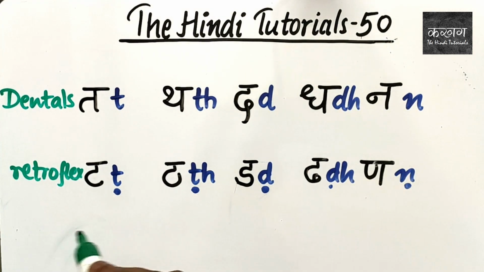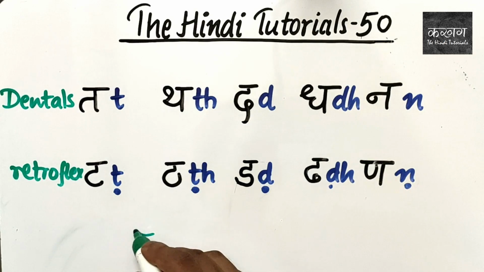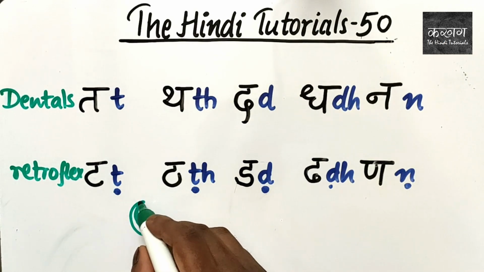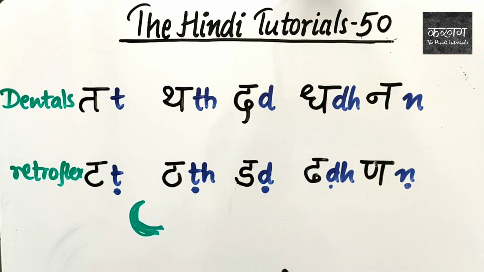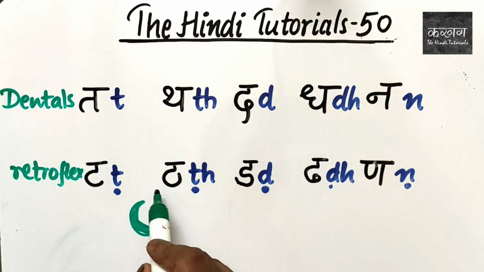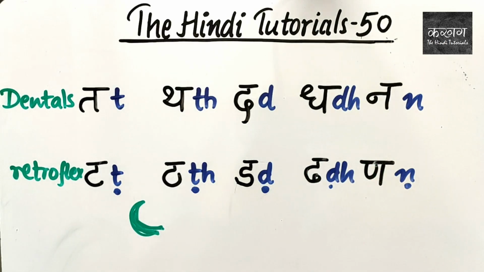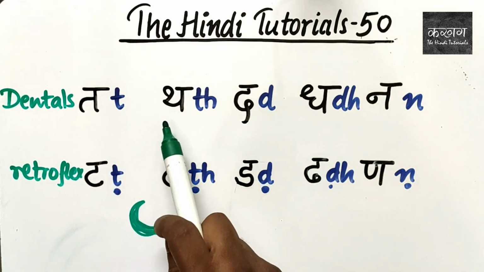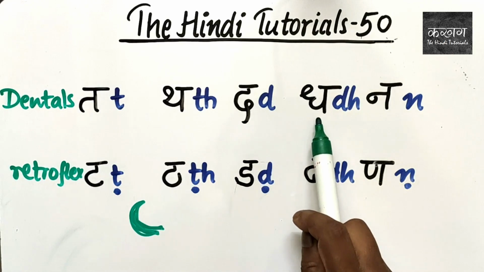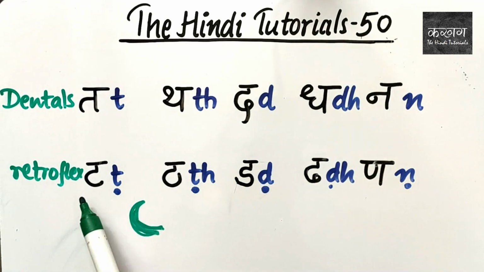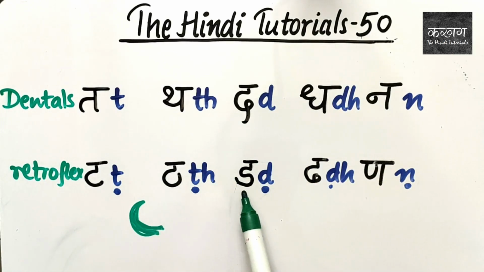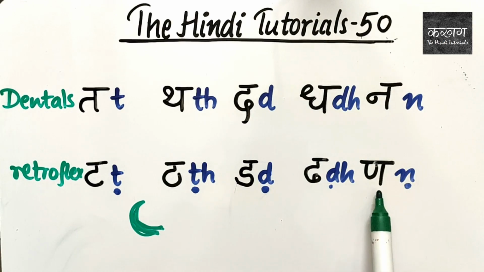Since while pronouncing the retroflex consonant, the tongue is in somewhat circular shape, you can remember that the retroflex letters are all somewhat round shaped. ठीक है? तो त, थ, द, ध, न. T, th, d, dh, n.